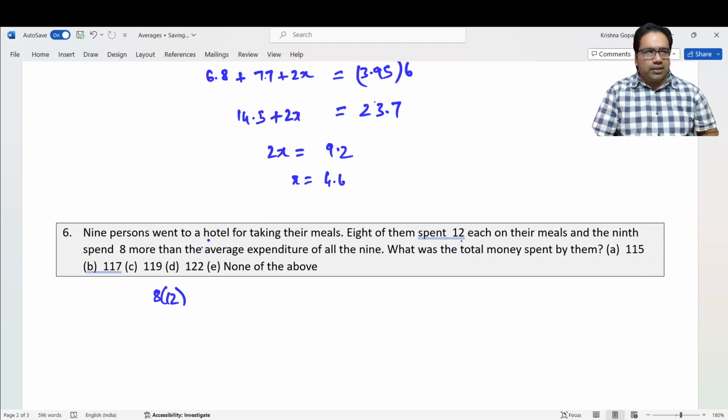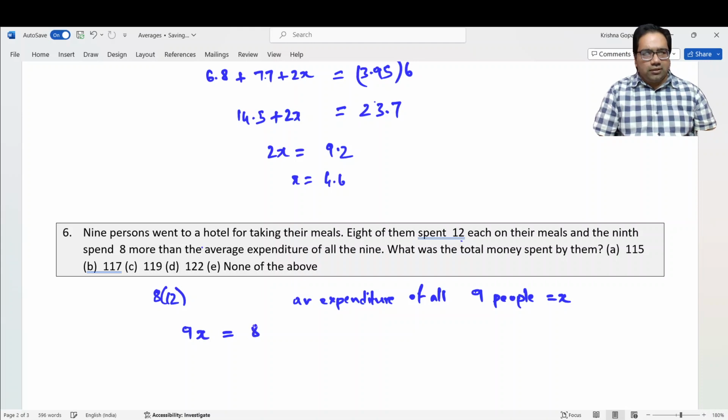Ninth guy spent 8 more than the average expenditure of all the 9. Let's assume the average expenditure of all 9 people is equal to X. Okay. So all put together, the total spent is 9X. Okay. What is this 9X?